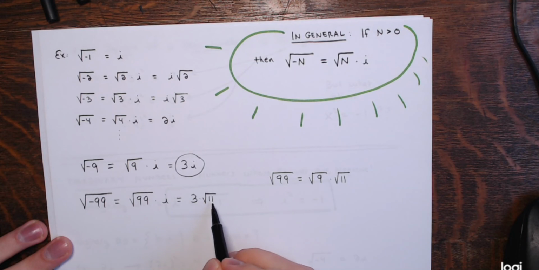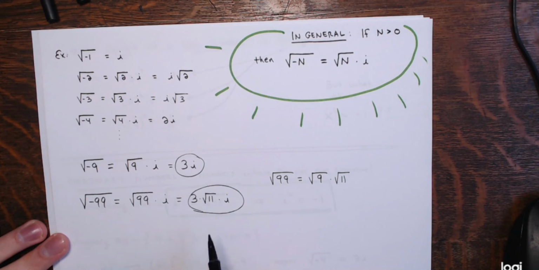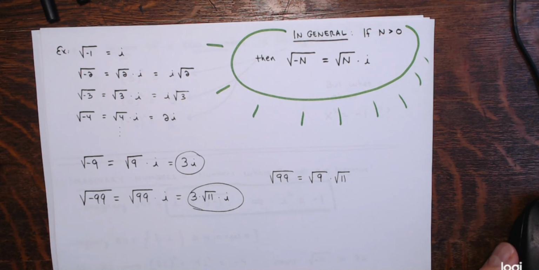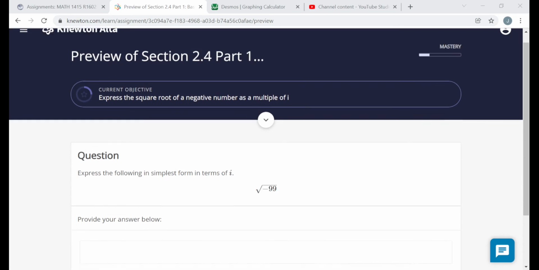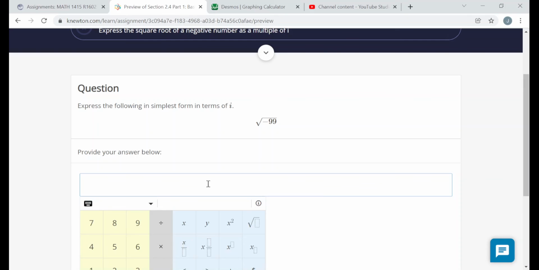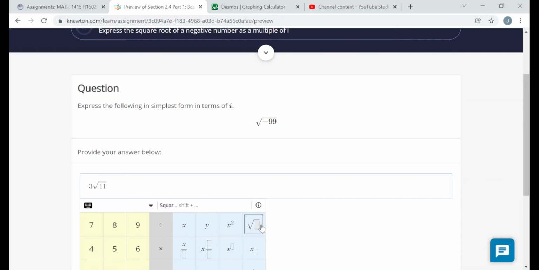That's still a real number, times I, and there's your imaginary. And this is what they want us to enter, with the simplified square root in simplest form, they said. So we have 3 times the square root of 11, and then get out of the square root and put an I after it. Or you can put the I before it, like I told you earlier.